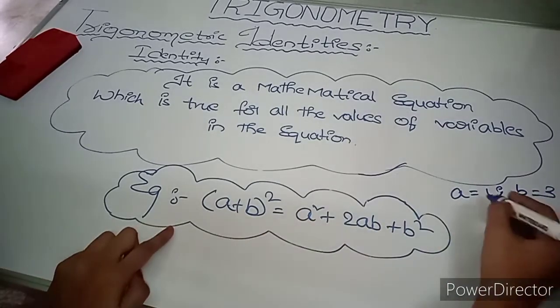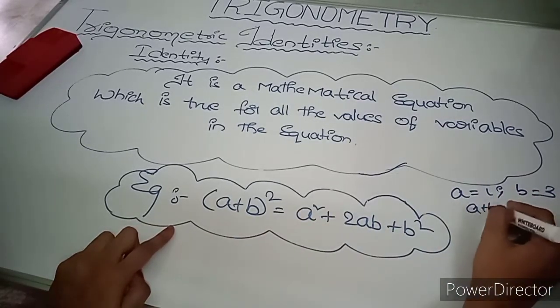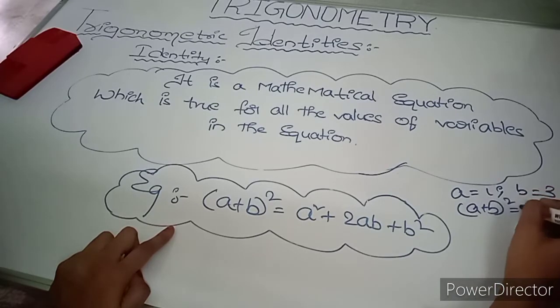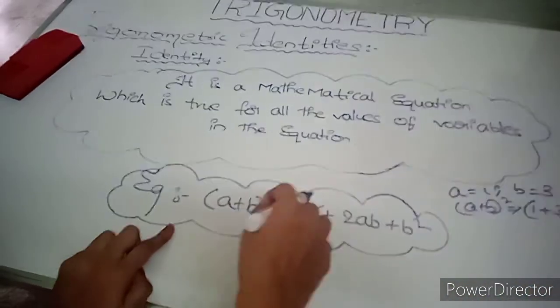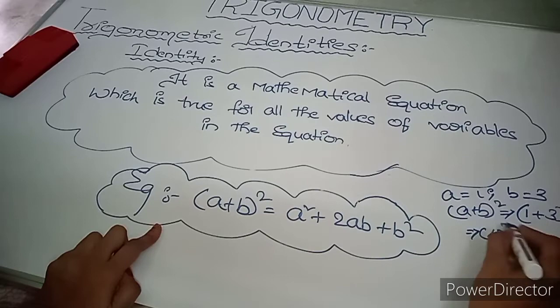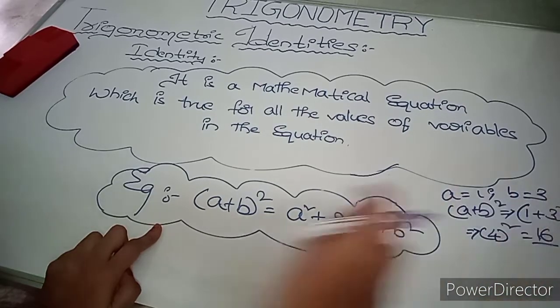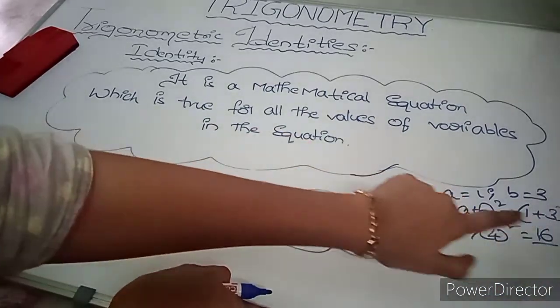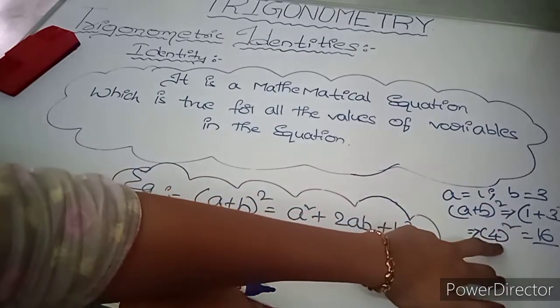What is LHS? LHS is a plus b whole square. Substitute the values here: a is 1 and b is 3. 1 plus 3 whole square. 1 plus 3 is 4, and 4 square is 16. The value for LHS is 16.